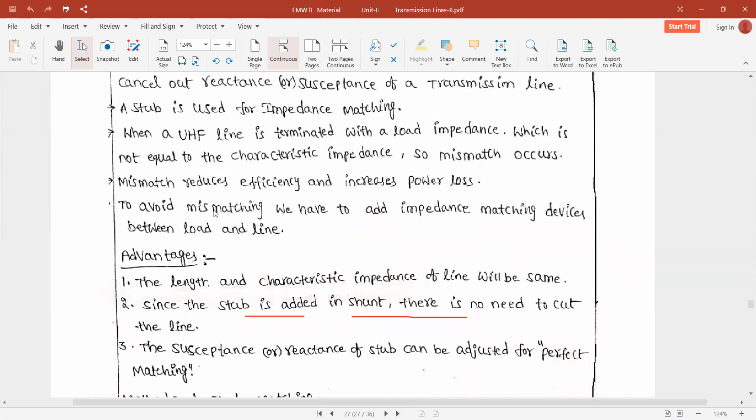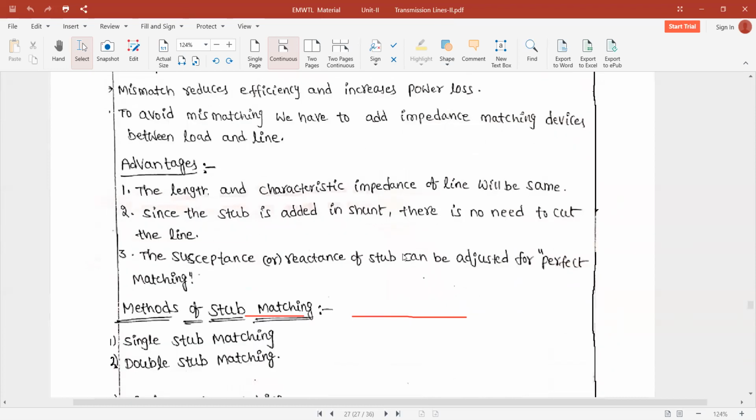Advantages. The length and the characteristic impedance of the line will be the same. Since the stub is added in shunt, there is no need to cut the line. The susceptance or the reactance of the stub can be adjusted for perfect matching. And then the methods of stub matching. These are the 3 advantages.